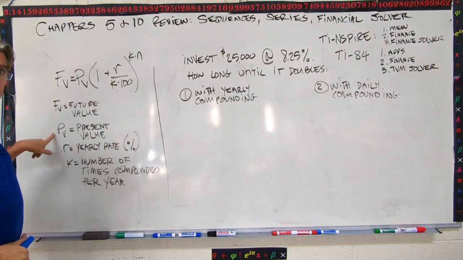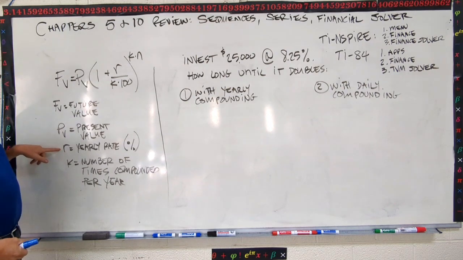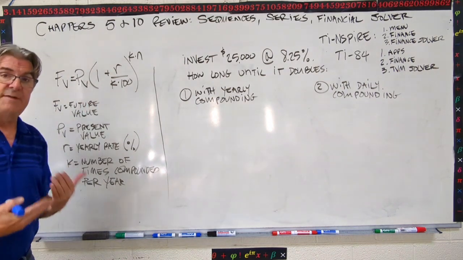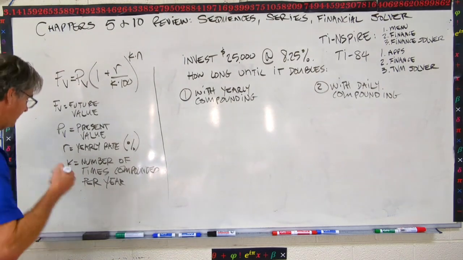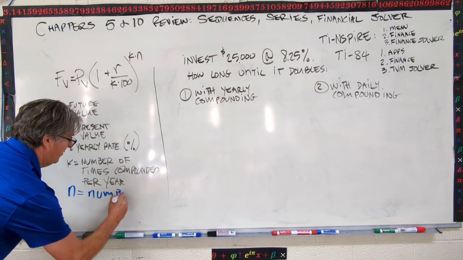Now let's look at some of these things. Future value, present value, pretty clear what that is. R is the yearly interest rate. Don't turn it into a decimal. And then K is the number of times compounded per year, and I left N out. N is the number of years.